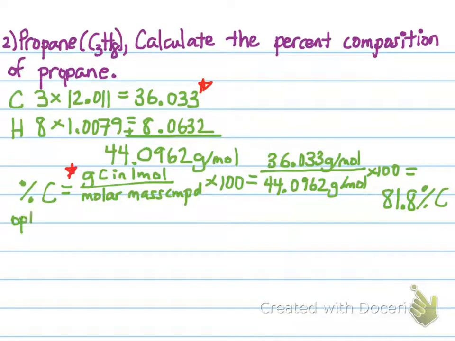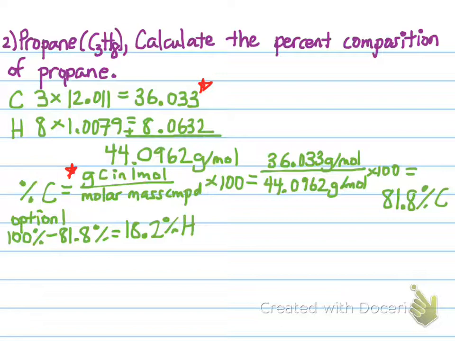Now, again, you have 2 options for hydrogen, right? Option 1, I take 100%, I subtract my 81.8%, and I get about 18.2% hydrogen. That's fine and dandy so long as I've calculated my percent carbon correctly. If I haven't, then both answers are going to be wrong.